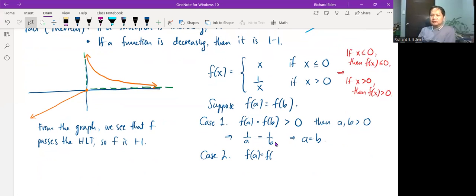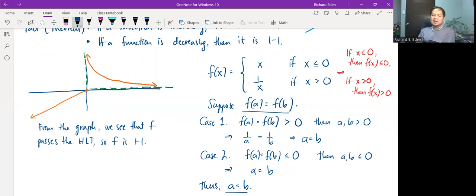Case number two. Suppose f of a equals f of b, which is less than or equal to 0. Then from the observation in red, a and b are both less than or equal to 0. In that case, f of a equals a, and f of b equals b. So in both cases, it follows that a is equal to b. Starting with f of a equals f of b, we are able to conclude a is equal to b. Therefore, f is 1 to 1. This is a rigorous proof that f is 1 to 1.